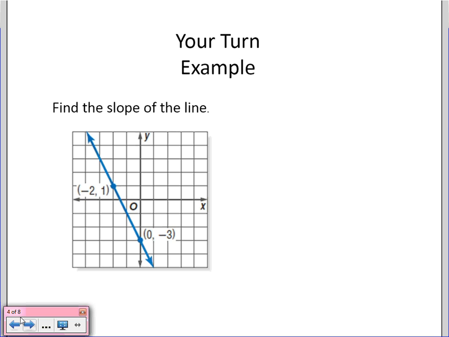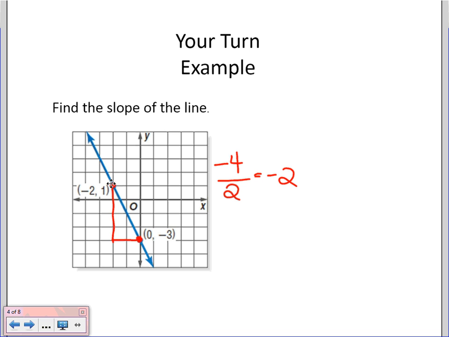Okay, so first of all, you look at this problem, and we've got a point here, and we've got a point here. First of all, we need to rise, and we're going to rise down 1, 2, 3, 4. And when we go down, remember that's a negative. And we're going to go to the right, 1, 2. Okay, now this is a fraction, -4/2, but we always know that we have to give it in simplest form, so this is actually a slope of -2.